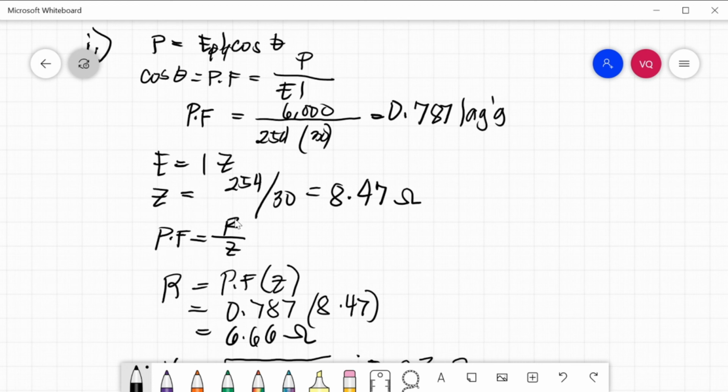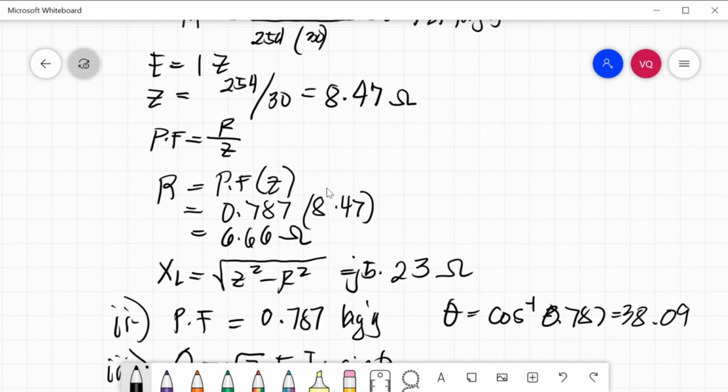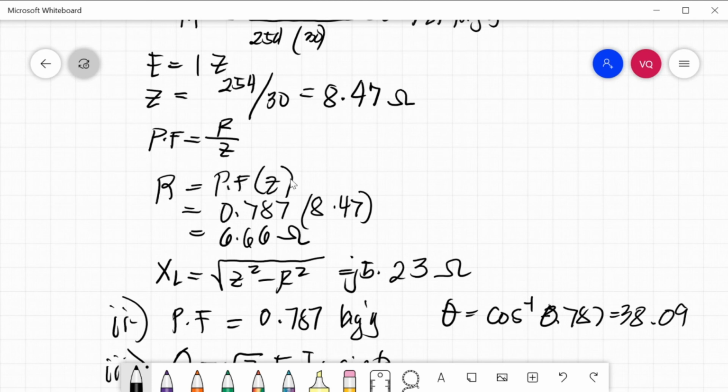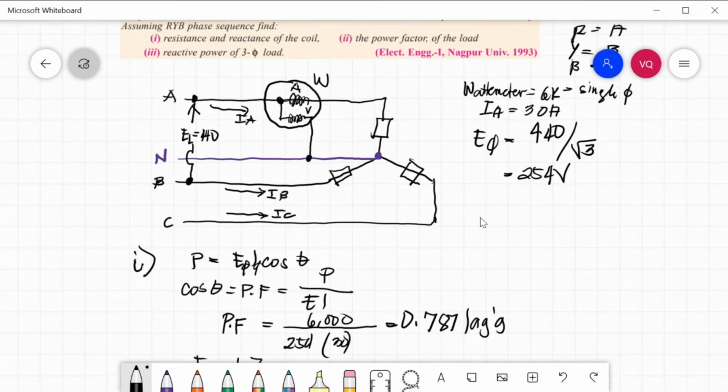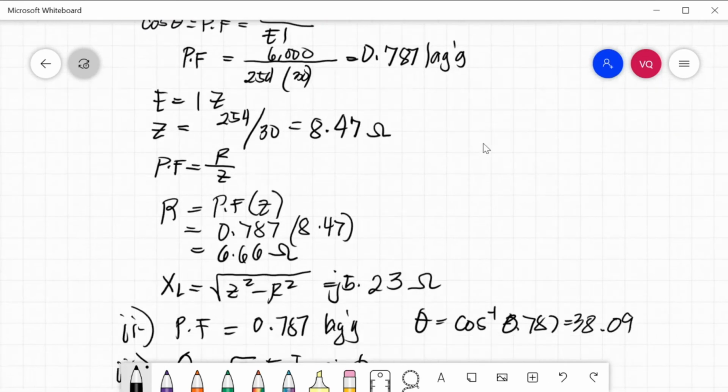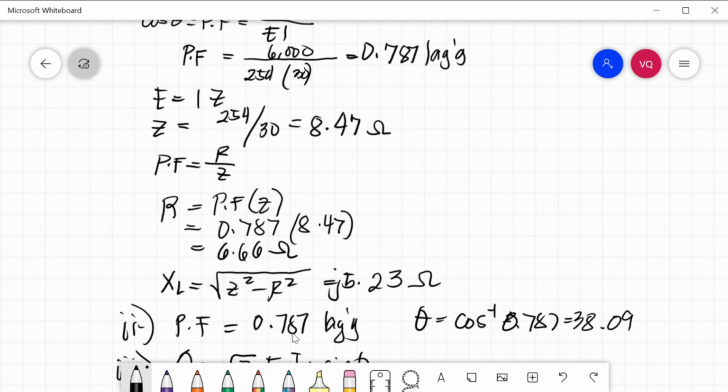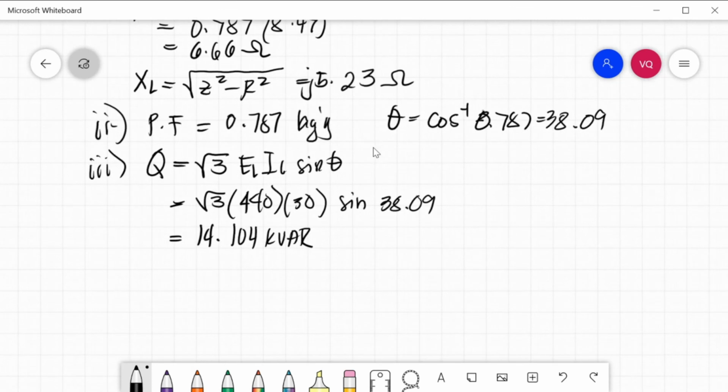So, power factor is equal to R over Z. Solving the resistance, that is power factor times the impedance, equal to 6.66 ohms. Solving now your inductive reactance, that is the square root of Z squared minus R squared, that is J 5.23 ohms. Now, the second one is we are going to solve for power factor. So, we have solved it already. Power factor is equal to 0.787 lagging. Theta is equal to arc cosine of the power factor, which is 38.09 degrees.